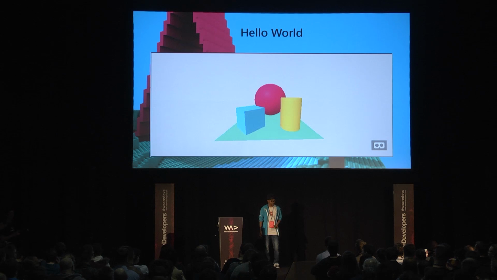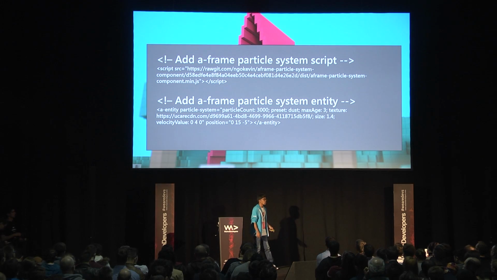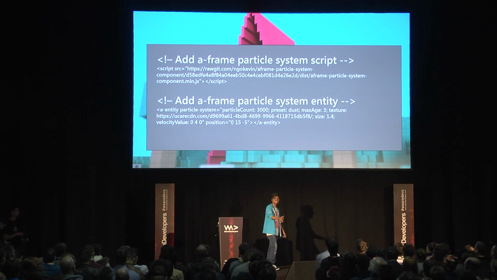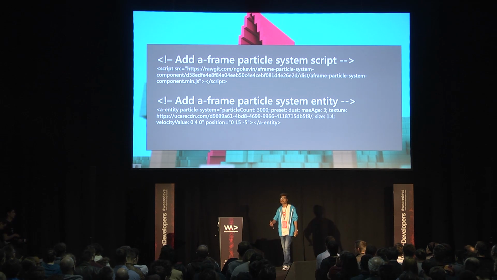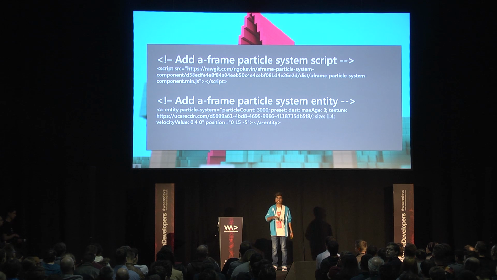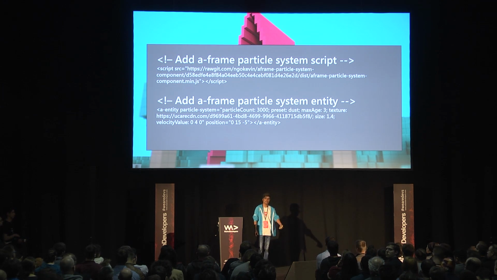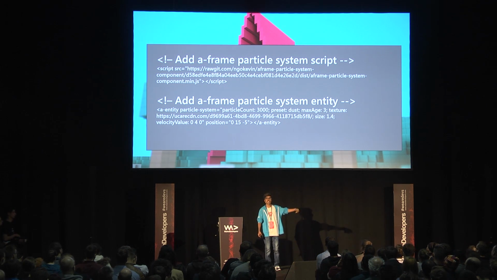Now what we are going to do: we already have a scene with some cubes, some cylinders, and a plane. Now let's make some rain happen on those components. So what I'm doing is adding another component made by some other person. It's a rain component which enables the rain effect on your VR examples.